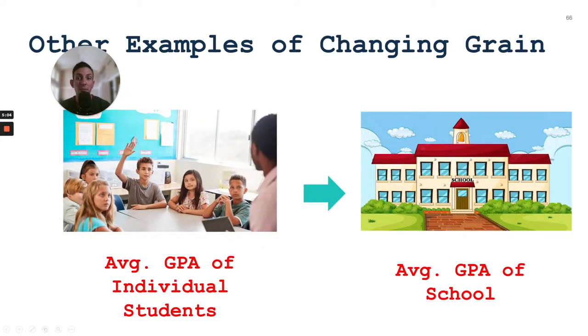Another example, you might be looking at the average GPA of individual students, but if you wanted to change the grain and zoom out, you might look at the average GPA of the entire school. So this concept of changing grain is the idea of zooming out of an already existing piece of data and grouping it on a lower level of detail or a coarser grain. So the idea of changing granularity is when you use the group by to zoom out of a data set.